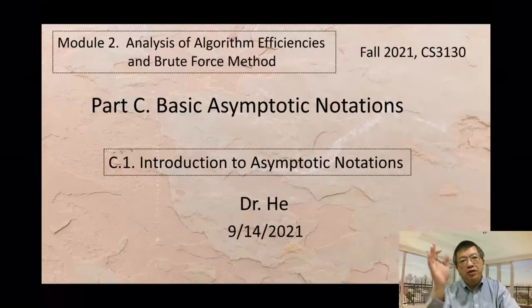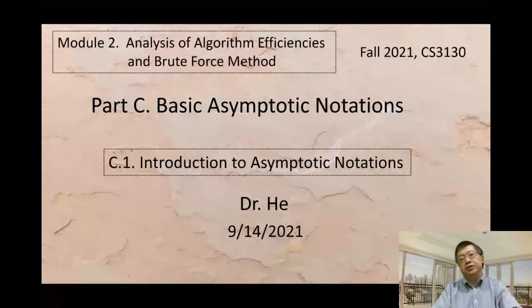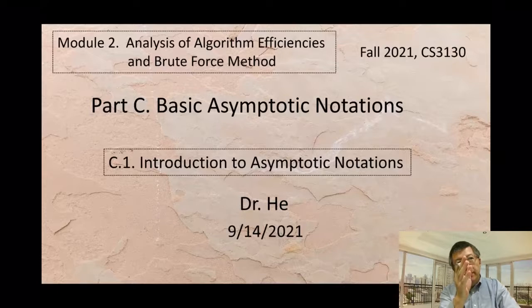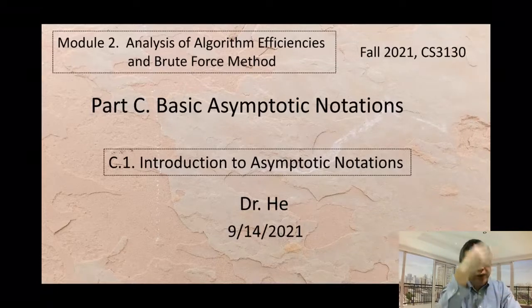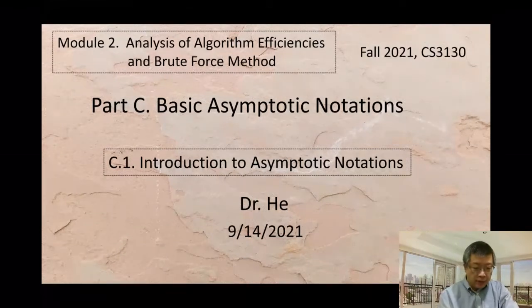Today, we start part C of Module 2, Basic Asymptotic Notations. There are several asymptotic notations, but we just learn those that are commonly used, the basic asymptotic notations. C.1, Introduction to Asymptotic Notations.